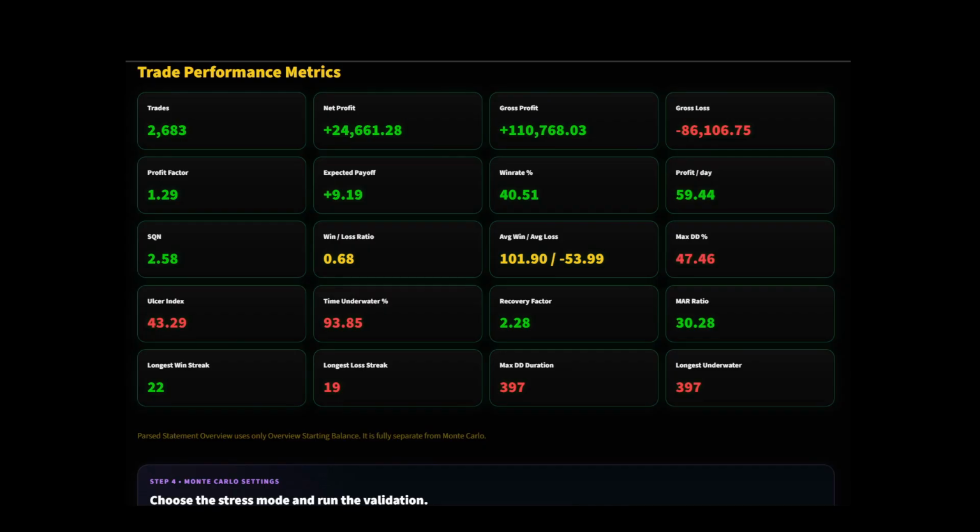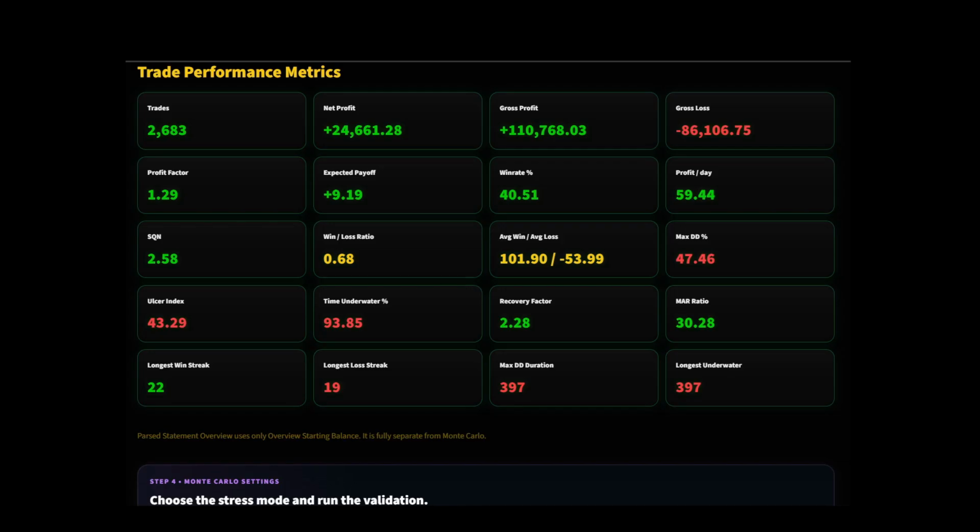Before running the Monte Carlo simulation, the tool first shows the parsed statement overview with trades, net profit, profit factor, win rate, SQN, drawdown, recovery factor, MAR ratio, ulcer index, and time underwater. Ulcer index shows how painful the equity pressure was. Time underwater shows how long the system stayed below its previous equity high. MAR ratio compares return against drawdown risk. So before we stress test anything, we first understand the original portfolio.